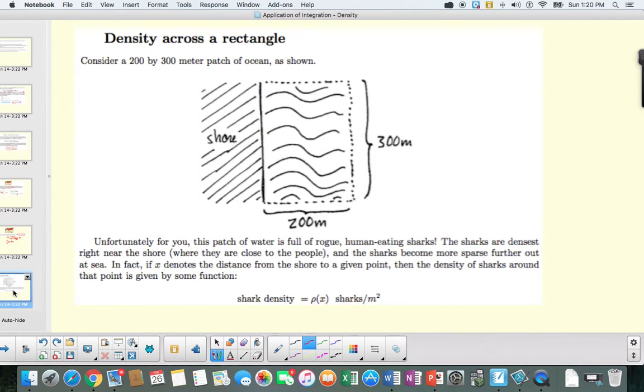Let's take a look at another density problem in terms of 2D. This is a 200 by 300 meter patch of ocean, and we have the shore right here, and we have lots of sharks closer to the shore and fewer sharks farther and farther away. So this is the shark density, number of sharks per square meter. We're not talking about a length any longer, we're talking about an area.